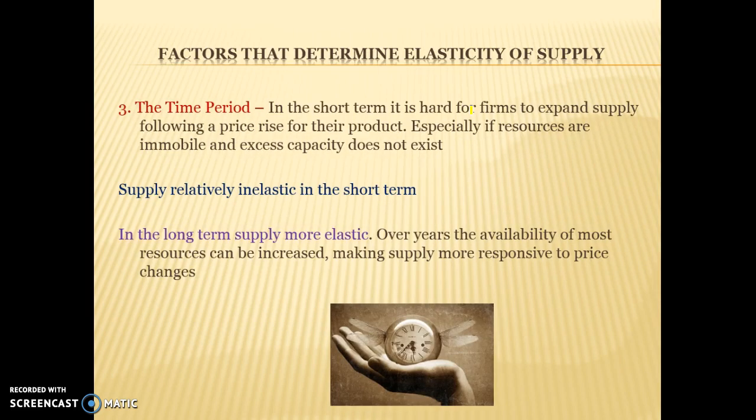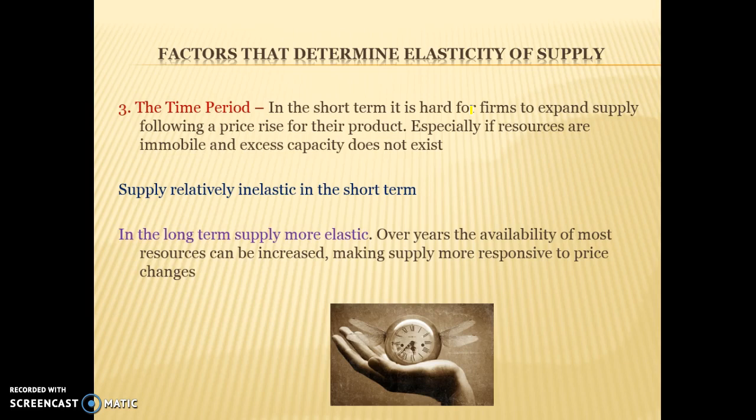And the last one is the time period. In the short term, it can be hard for firms to expand supply following a price rise for their product, especially if resources are immobile. A good example of this is a lot of apprenticeships, a lot of trades. So the demand for plumbers, for example, increases. In the short term, it takes a while to increase supply to the market because people need to get trained. There's only a certain number of plumbers.